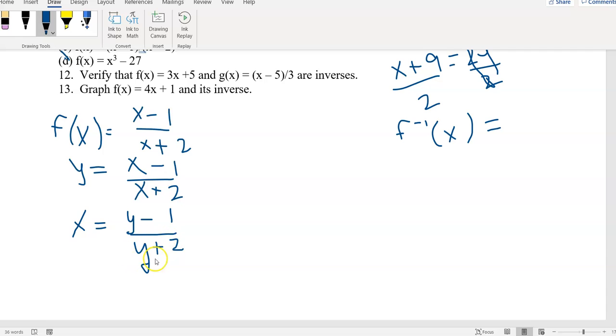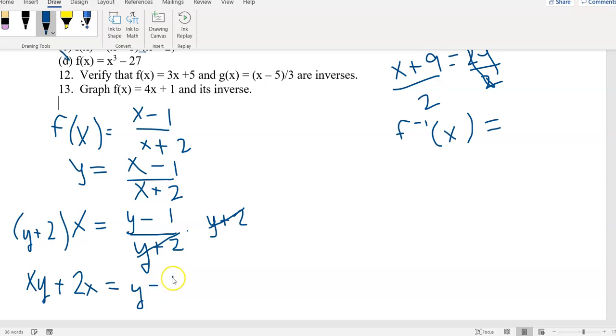Now remember, we need to get rid of this fraction, and in order to do that, we're going to multiply by that denominator, y plus 2, on both sides. On this side, the y plus 2's will cancel out. Over here, I need to distribute this x through the parentheses. So x times y is xy, and x times 2 is 2x. And then over on the right, I now just have y minus 1.